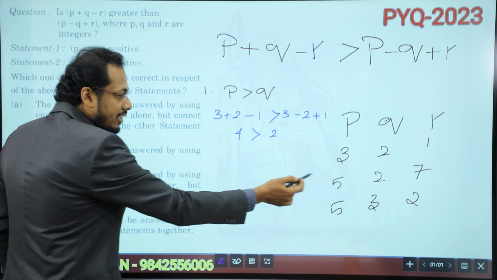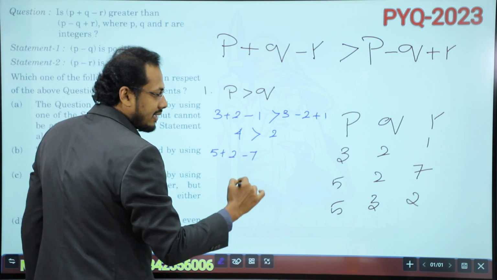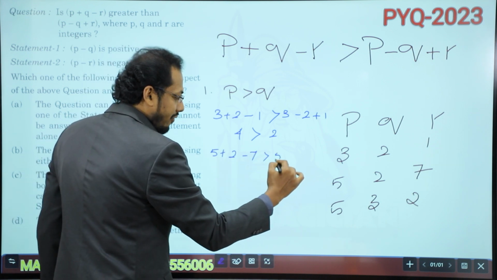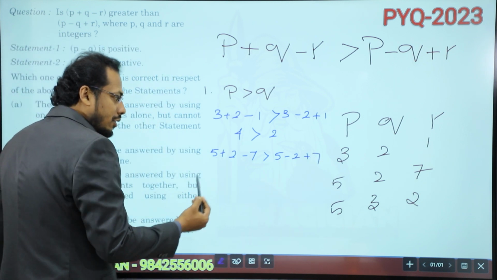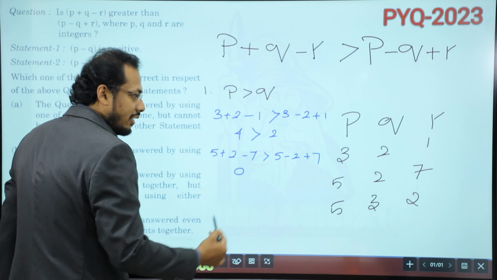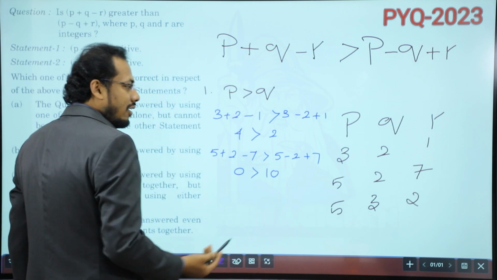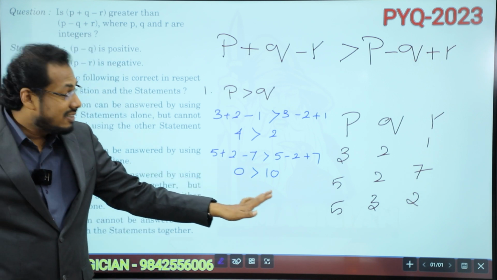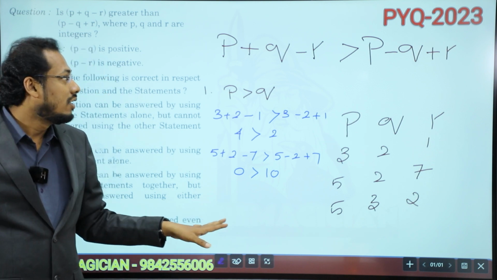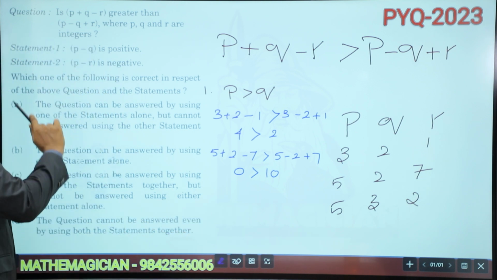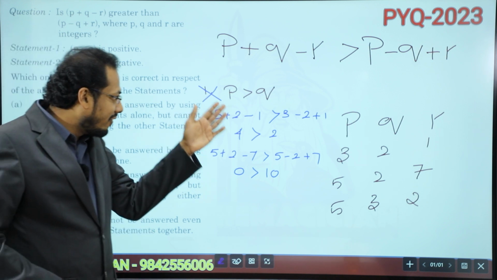Okay, next combination. 5 plus 2 minus 7 is greater than 5 minus 2 plus 7. Right, 5 plus 2 is 7, 7 minus 7 is 0, 5 minus 2 is 3, 7 plus 3 is 10. We are not getting the right answer for the second combination. So one combination is right, the second combination is wrong. So from this first statement I can't get the answer. I need everything to be the same.